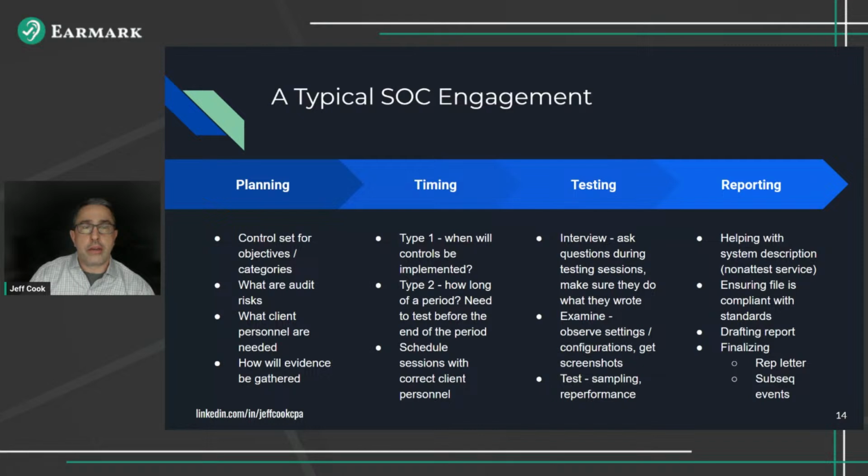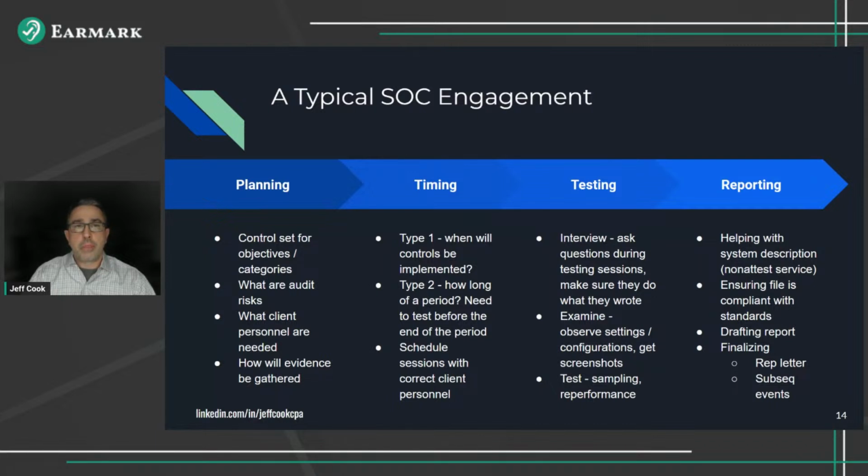Testing itself, I usually use a NIST-based approach. So interview, examine, and test, asking questions during the testing sessions, making sure they do what they wrote in their policies and procedures, examine through observation of settings, configurations, screenshots, et cetera. Testing can be sampling, reperformance, et cetera.